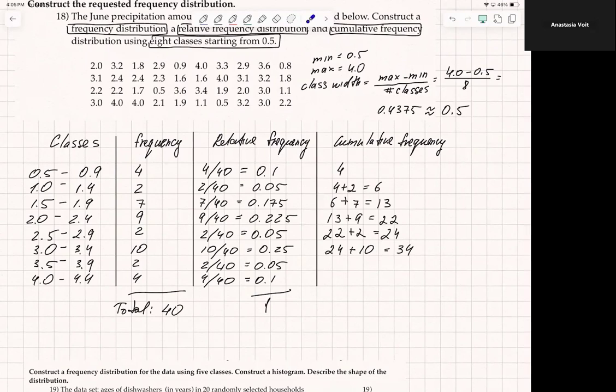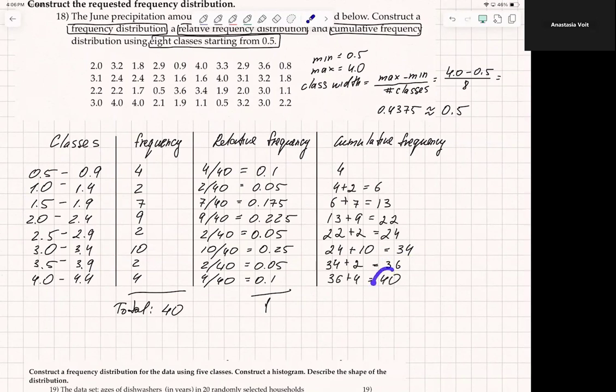Then for the next one, we have a frequency of 2. So we count all of the previous ones together with this 2. So the answer essentially is 34 plus 2, which is 36. So we have the cumulative frequency for all the classes up until the 7th class, right? It's going to be 36, so all of these values up until this point. And for the last one, we have 4. So we have 36 plus 4, which is 40.